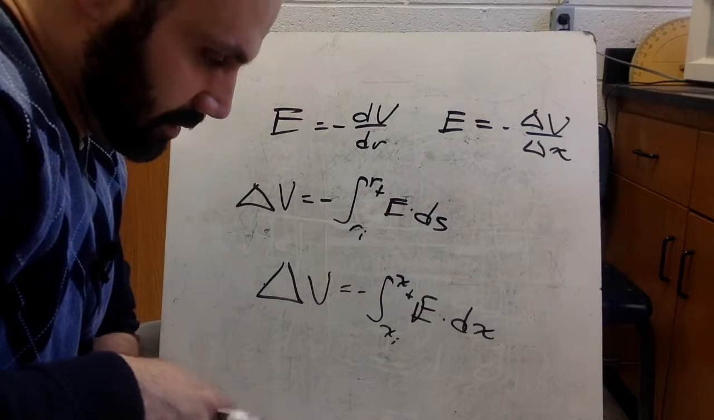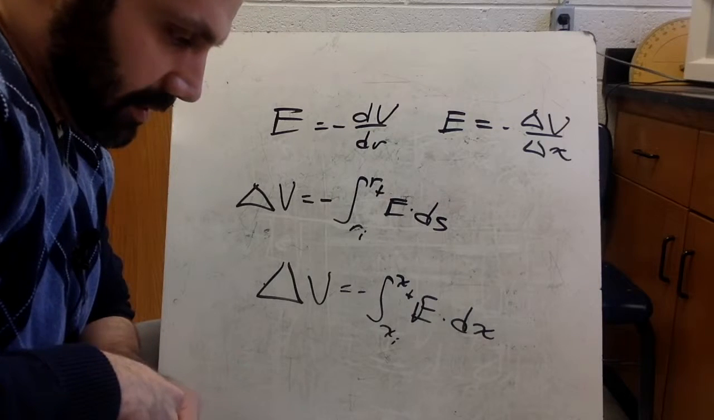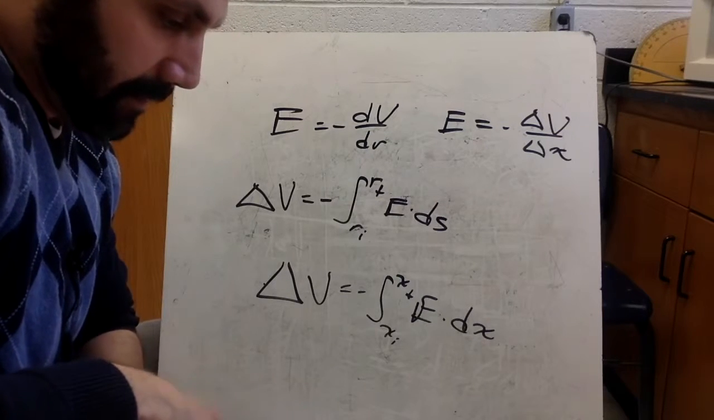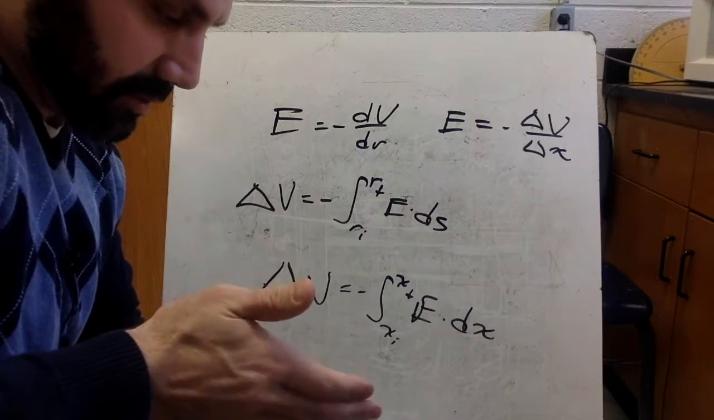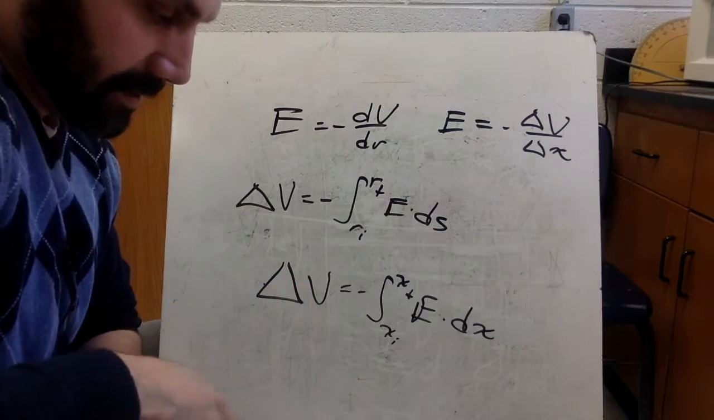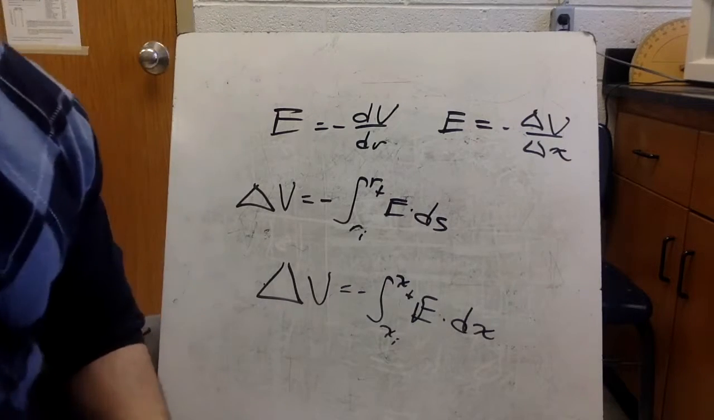And what does the shell theorem tell us? Outside a uniform spherical charge distribution, when little r is bigger than big R, E is kq over r squared, so V is kq over r, like we've seen before.